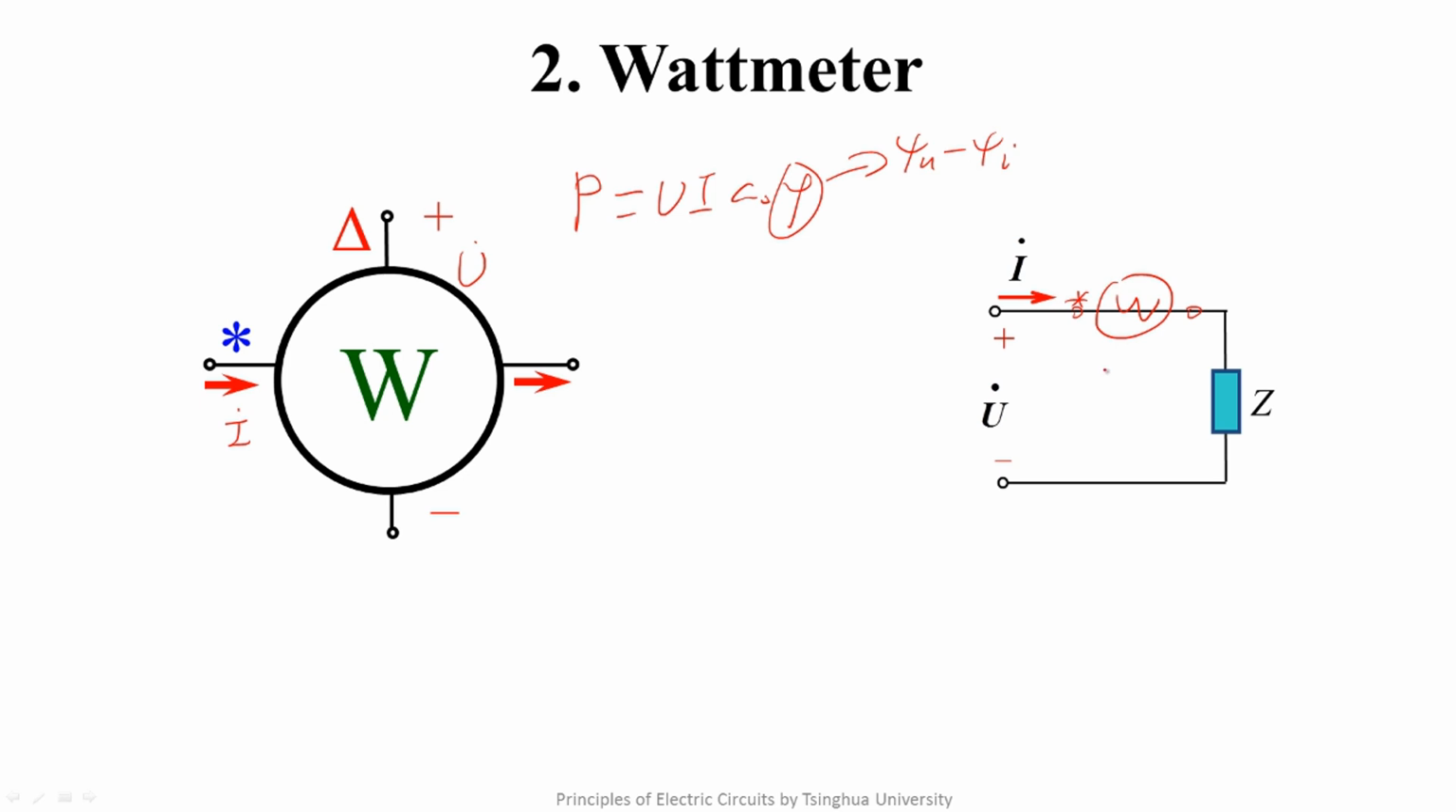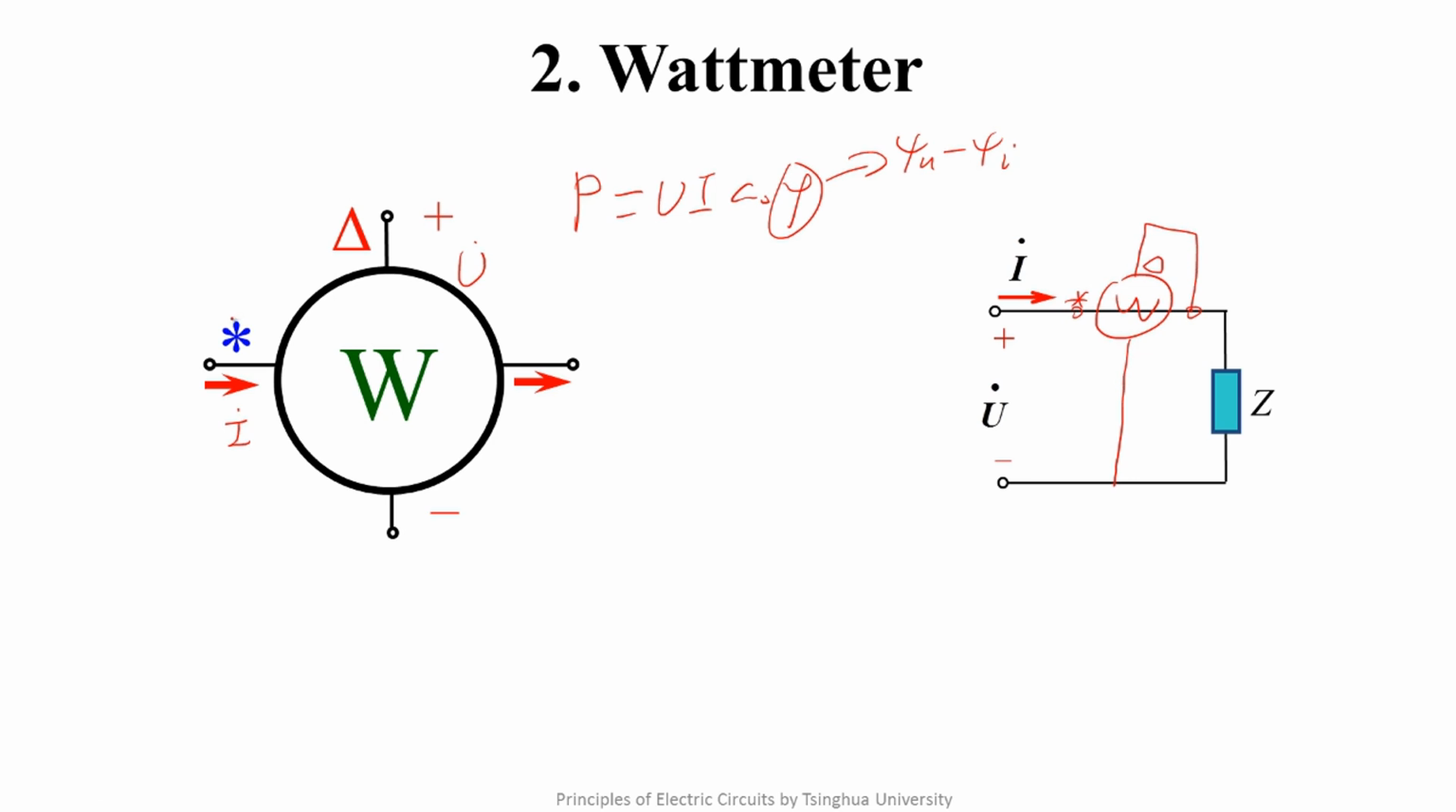Then how do we connect the voltage terminals of the wattmeter? We need to measure the voltage across the load. That is, one terminal connects to here, and the other one connects here. You see? From the angle to another terminal, we can measure the voltage across the load. So the reading of the wattmeter is the power absorbed by the load. Here we give you a question. If we want to measure the active power supplied by the load, how to connect the wattmeter?